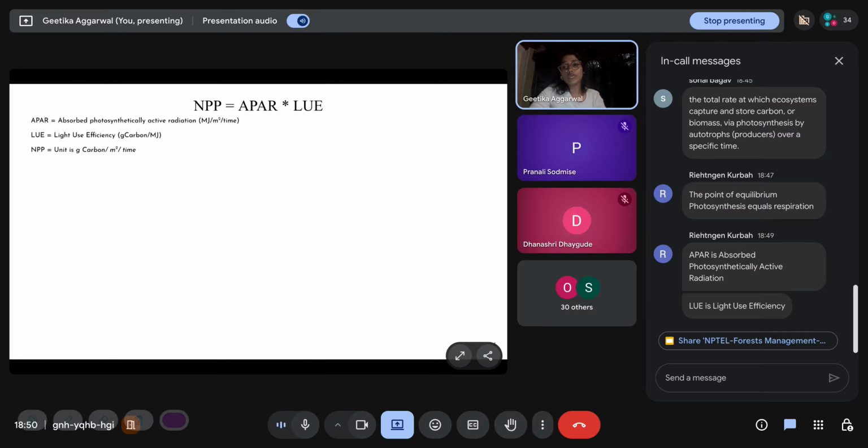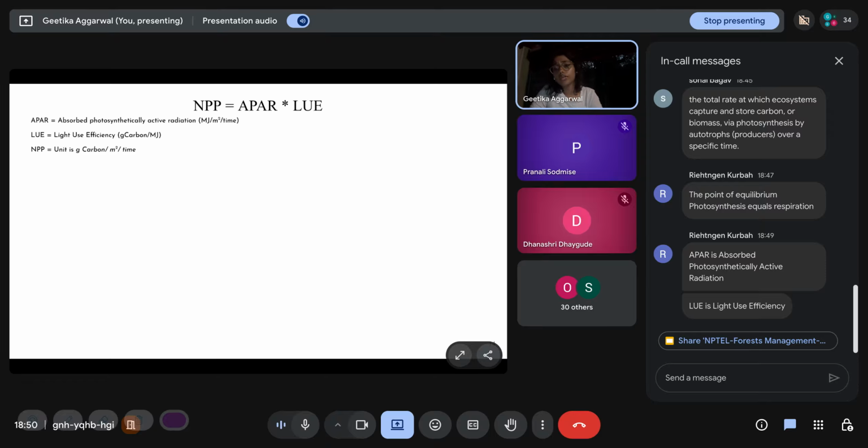So basically, these two terms mean absorbed photosynthetically active radiation. So, how much radiation out of the incident sunlight is actually photosynthetically active, and how much of this is absorbed? The absorbed photosynthetically active radiation would be APAR, and it's measured as megajoules per meter square per time. So how much radiation is being absorbed per meter square of the area of the plant and per unit time?